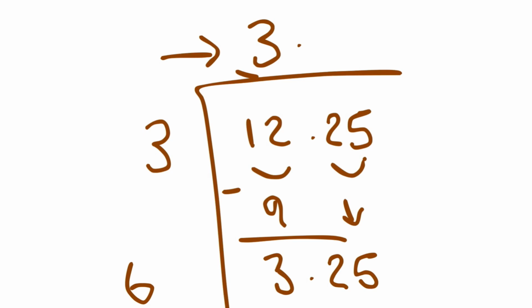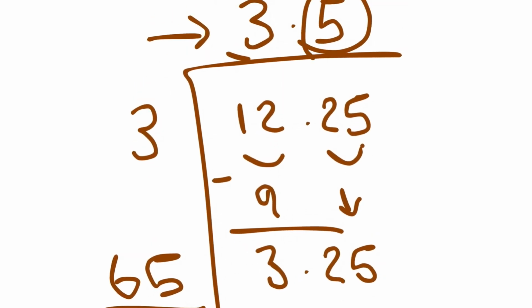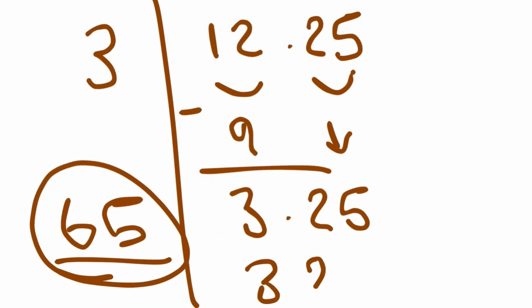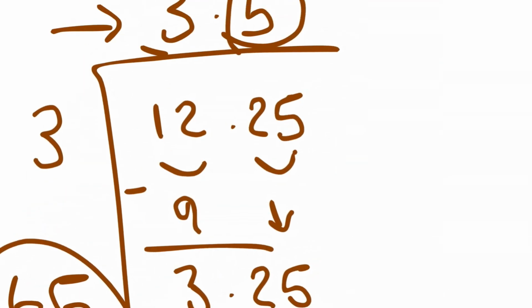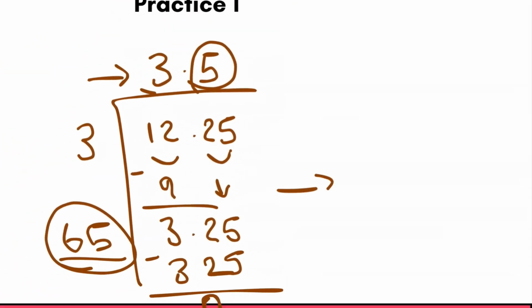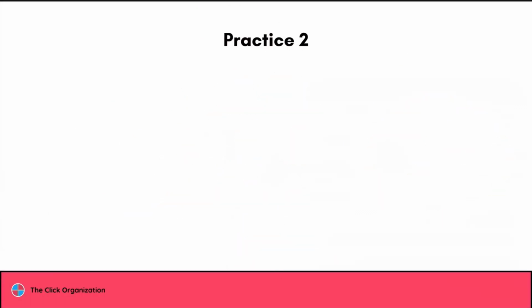Maybe I'm going for 5. So writing 5 on top and on the right side of 6, 5 times 65 is going to be exactly 325. So the result is 0 and our root is 3.5. Okay, this is our answer. Let's go for the second number. Let's go with a larger number.